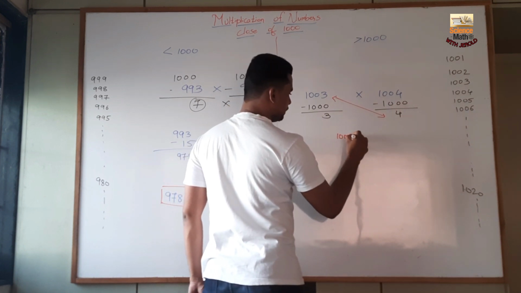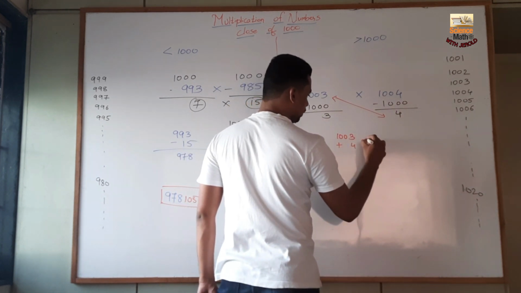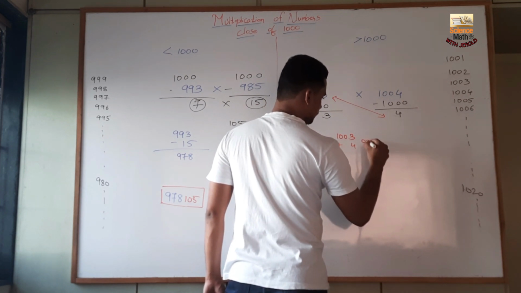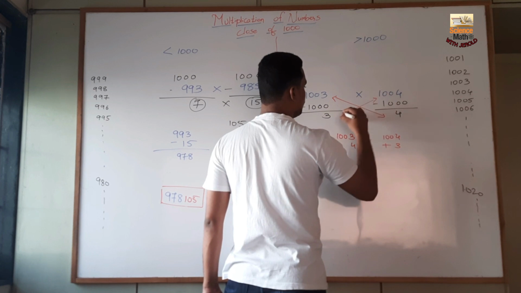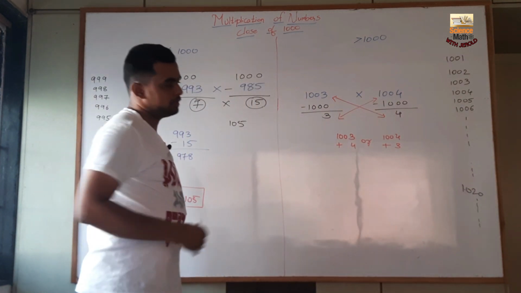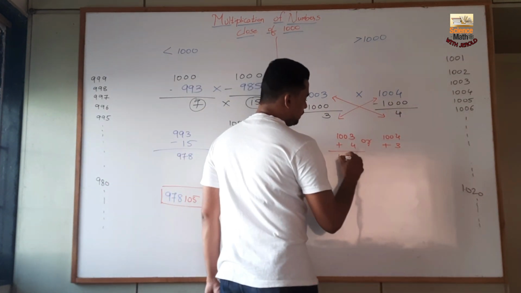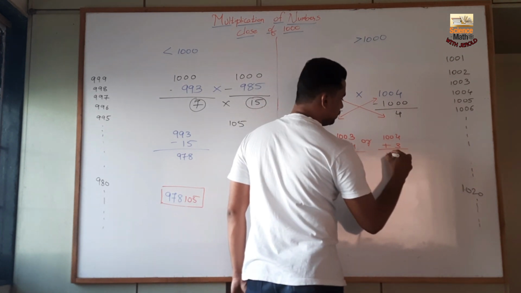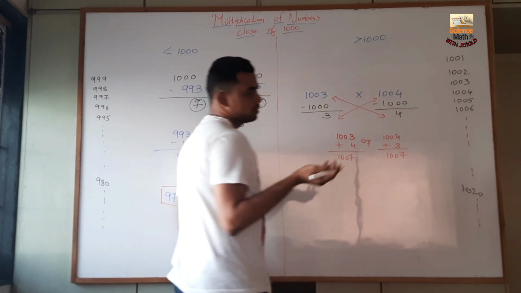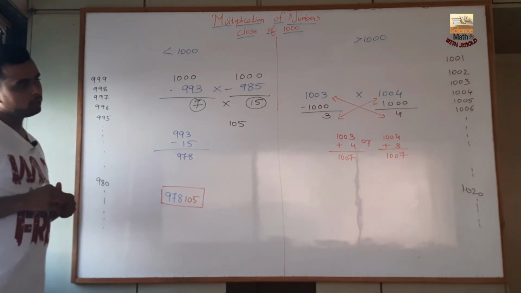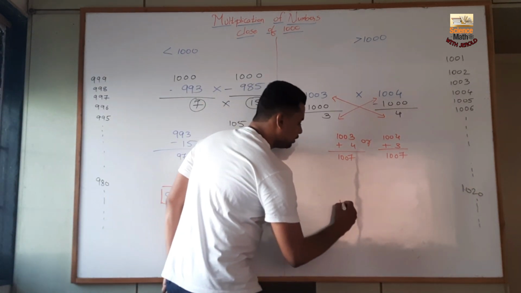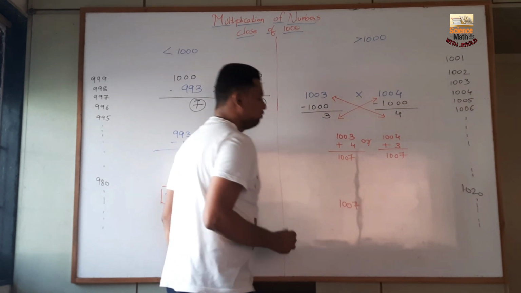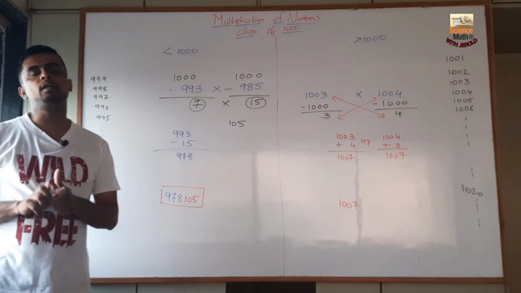So 1003 plus 4 or 1004 plus 3. Either adding these 2 numbers or adding the previous 2 numbers will give me 1007, and here also 1007. So we can use either one, we don't have to solve both the parts. 1007 will be my first part of the answer.